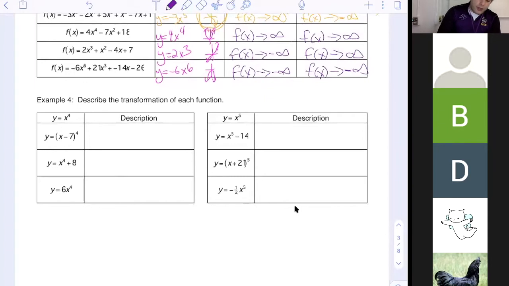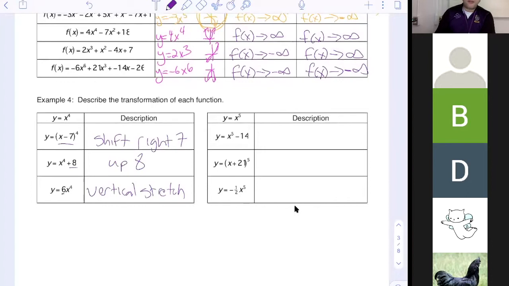So, x minus 7. It's in the parentheses. So this is a shift right 7. Remember, it's counterintuitive. x to the fourth plus 8. That's outside the parentheses. So that's up 8. And 6x to the fourth. That's outside the parentheses, and we're multiplying it, which tells us it's a vertical stretch.